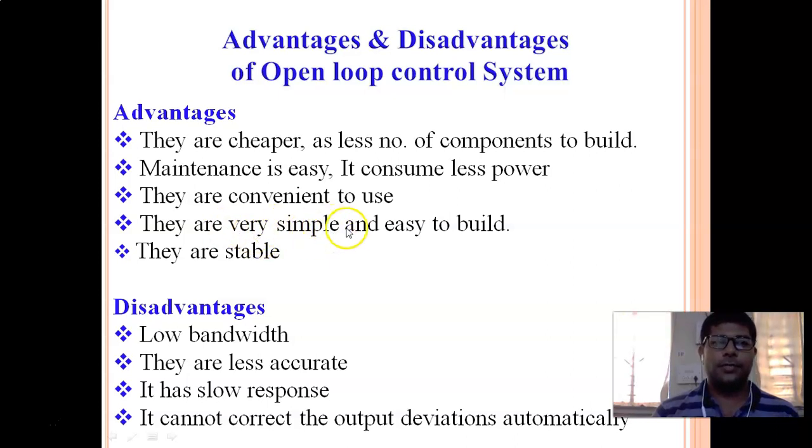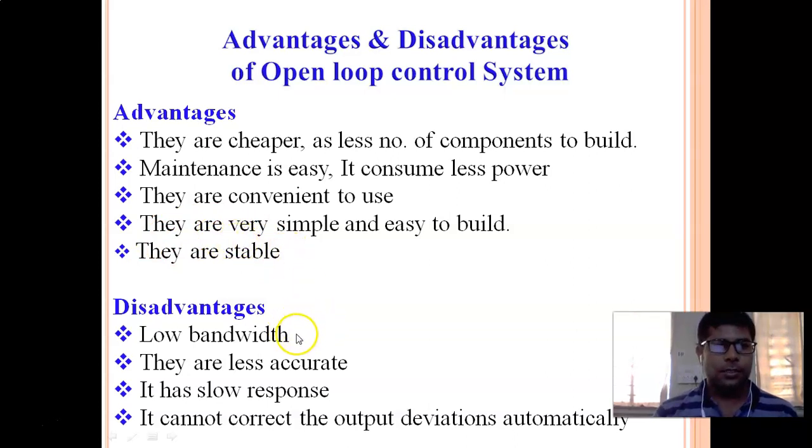It is also very simple and easy to build. Why is it simple and easy to build? Because again there are very few components. You just need one controller, and whatever plant or process you need to fulfill, you just connect the controller to the process, then it will just work. This is a very good advantage of the open loop control system. They are stable. I already explained what is meant by stability. So an open loop control system is more stable than a closed loop system.